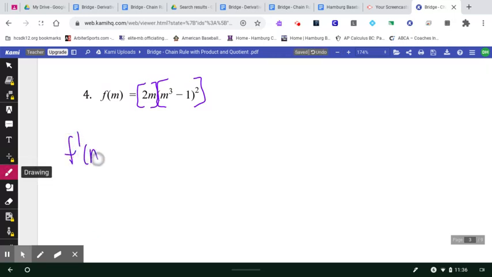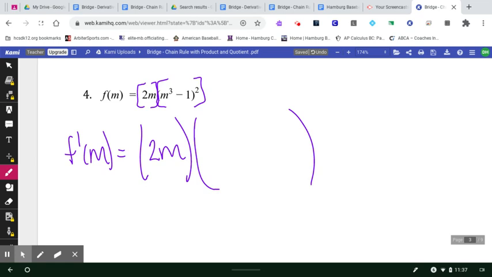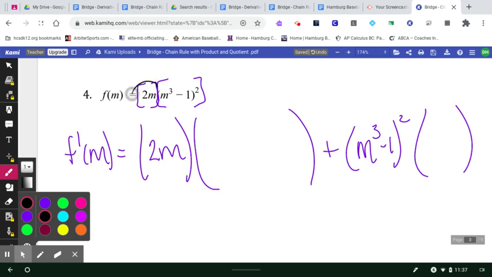So I'm going to say f prime of m equals the first term times the derivative of the second, so I'll just leave some space, plus the second term times the derivative of the first. Okay, so I'm going to take the easy one. The derivative of the first term, the derivative of 2m, is just 2. All right, so I'll do the other one up at the top here.